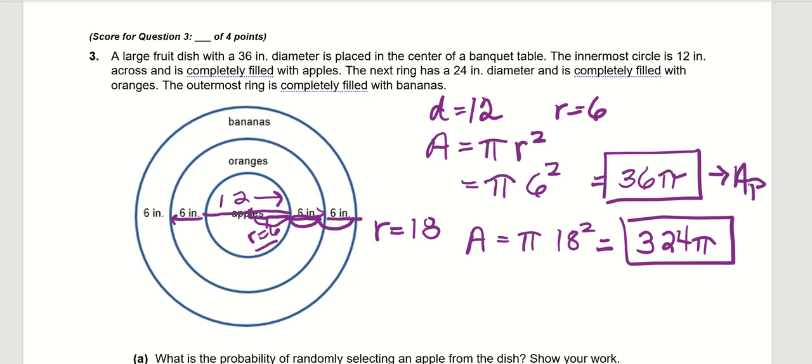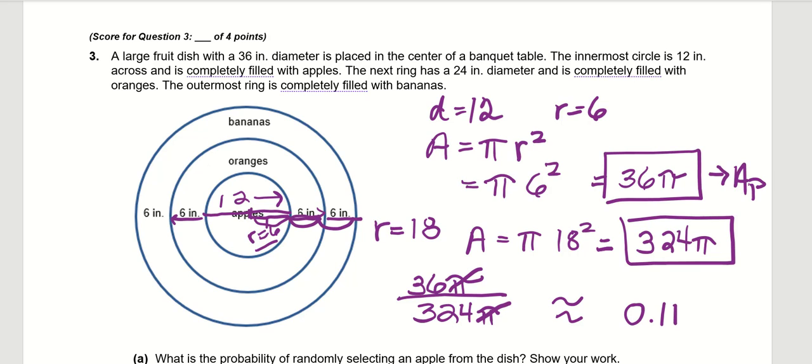So the part we're looking for is the part with apples, over the whole. The pi's cancel. And then use your calculator to divide 36 by 324. We get approximately 0.11. You can write that as 11% or as the decimal. I'll just leave it as the decimal.